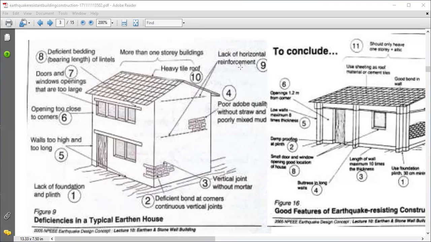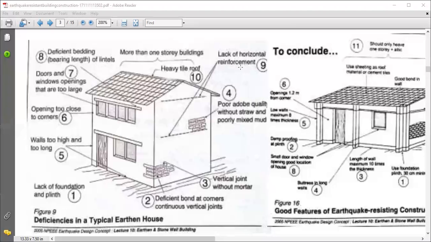Second point, they have shown as a deficient bond at corners continuous to the vertical joints. Deficiencies at bond level. The third point is the vertical joint without mortar. Mortar is not placed. It is an earthen house, so mud should be over there, but such a mortar is missing.